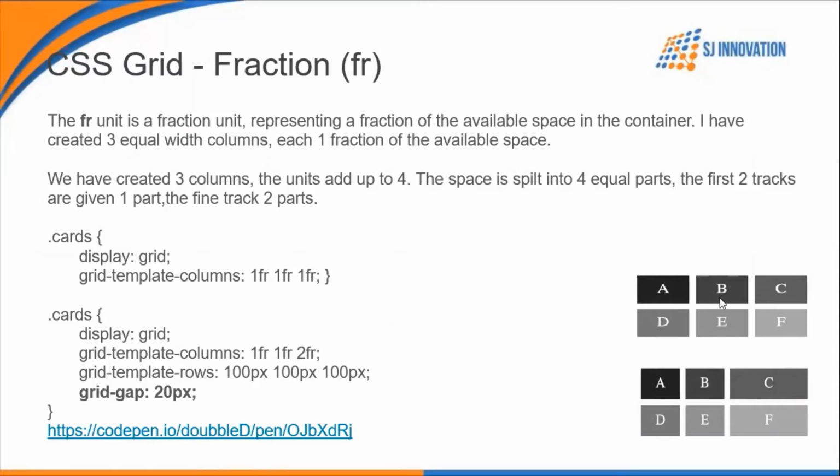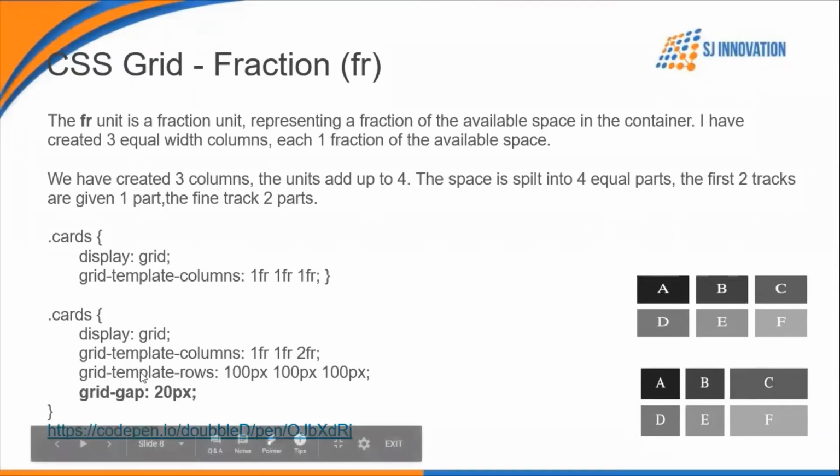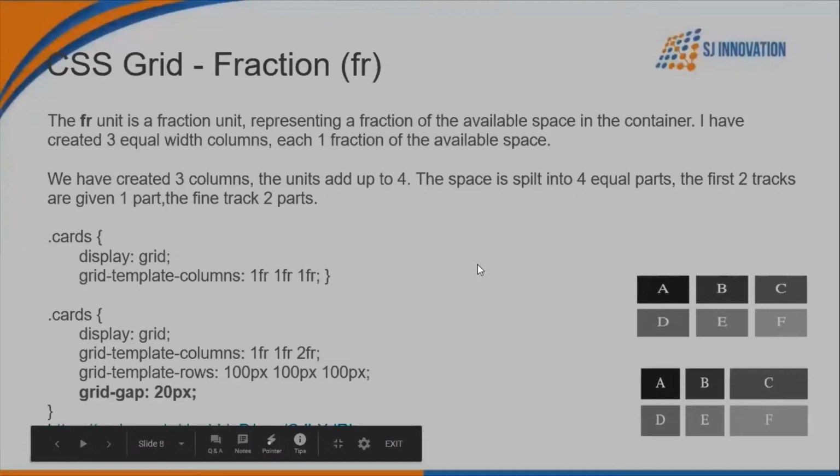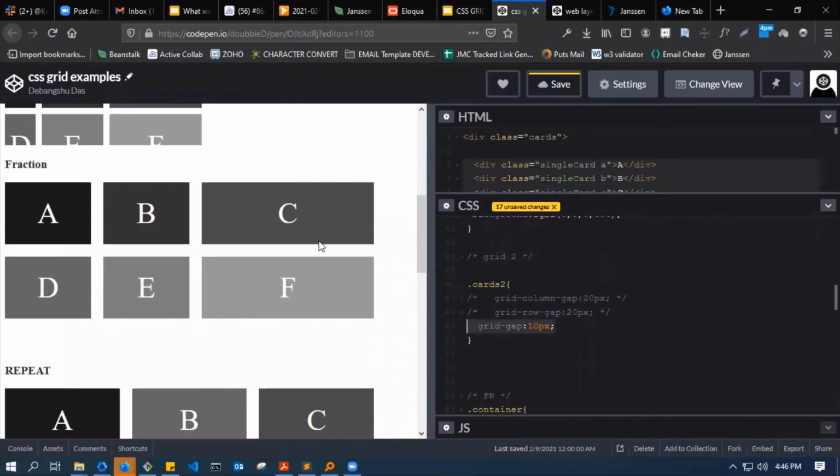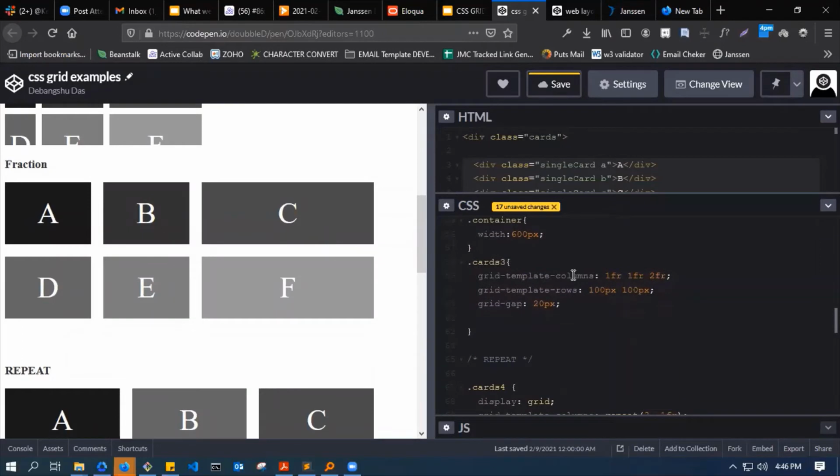So here, this is the 1FR example, and here I also try to show 1FR, 1FR, 2FR. 2FR means two parts of available space. So the third element is taking the 2FR space. Yeah, let's check in the live example. Yeah, that's it, 1FR, 1FR, 2FR.